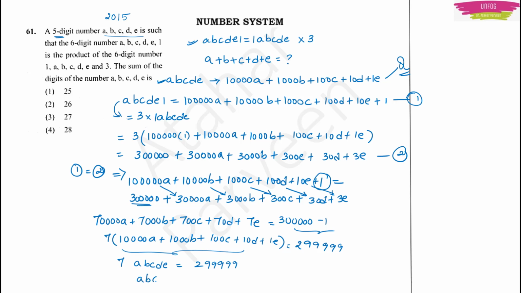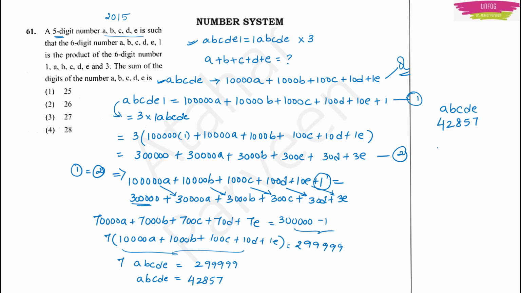Now I can divide it by 7, right, on the right hand side. If I divide it, I will get 42857. So the number I am getting here is 42857. This is the given 5-digit number A, B, C, D, E.